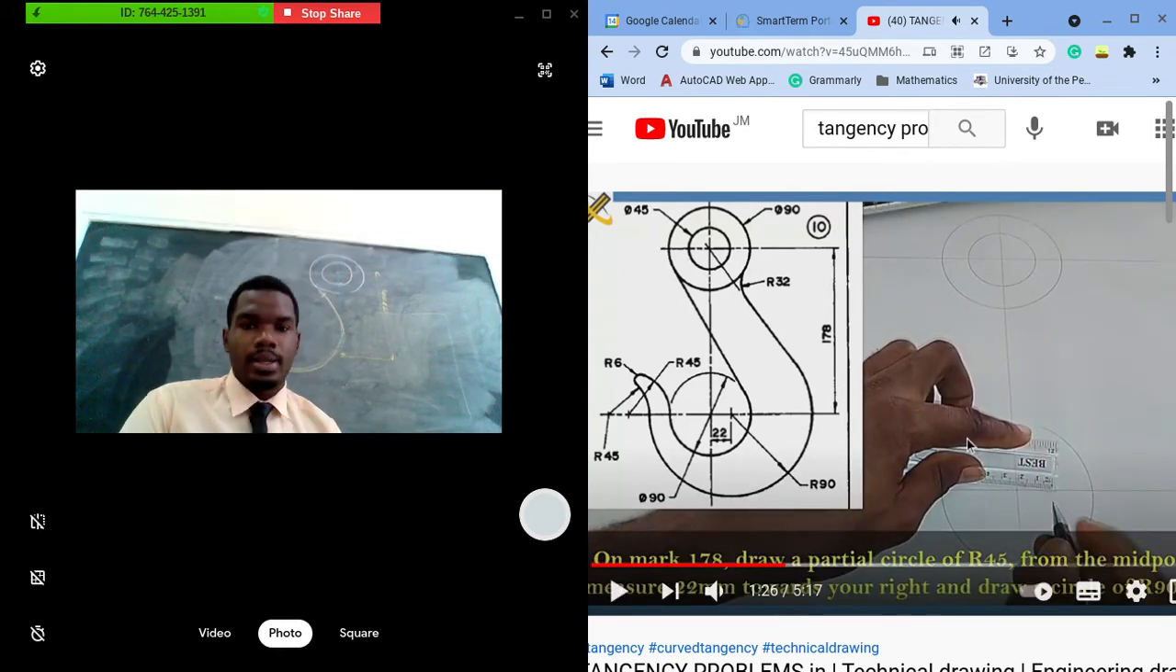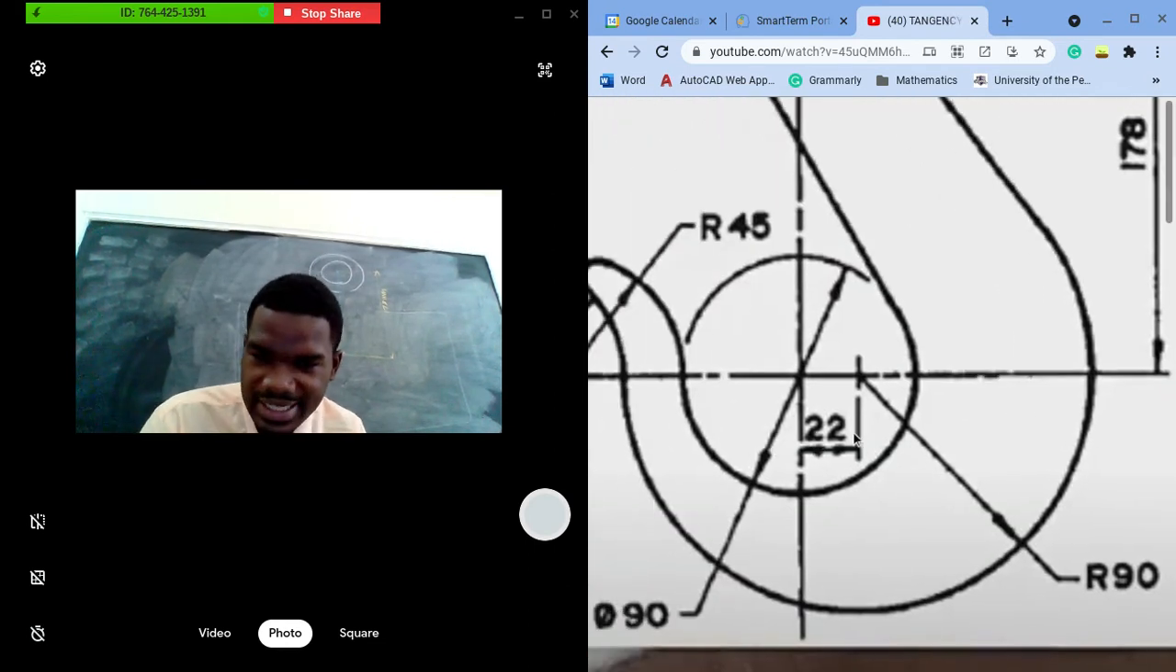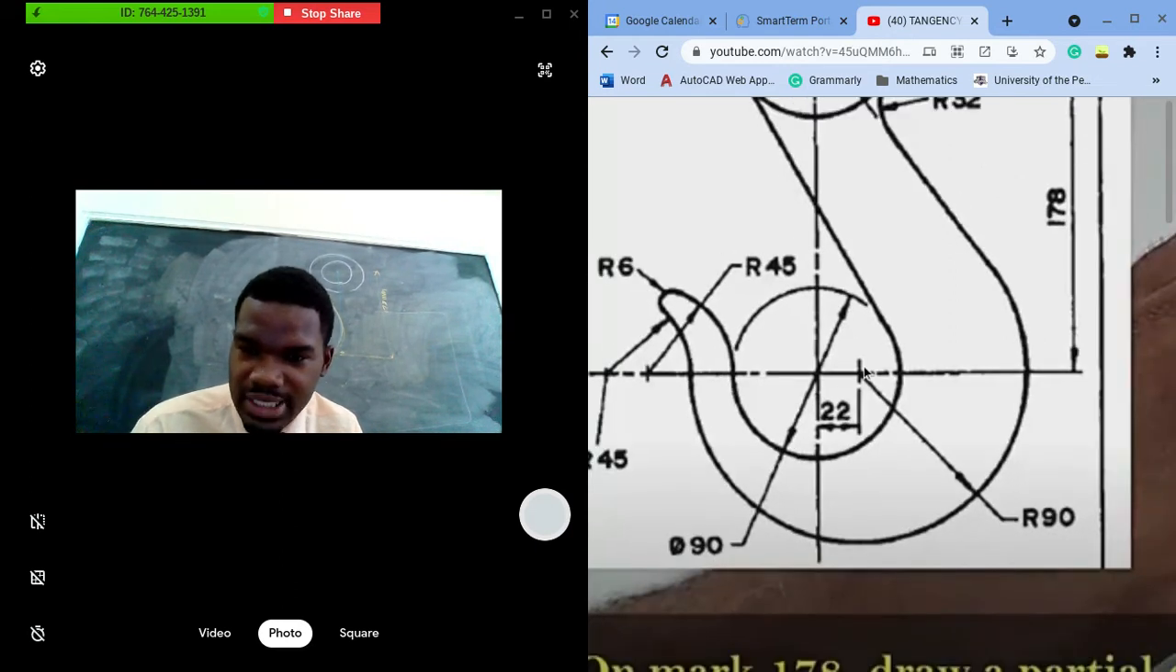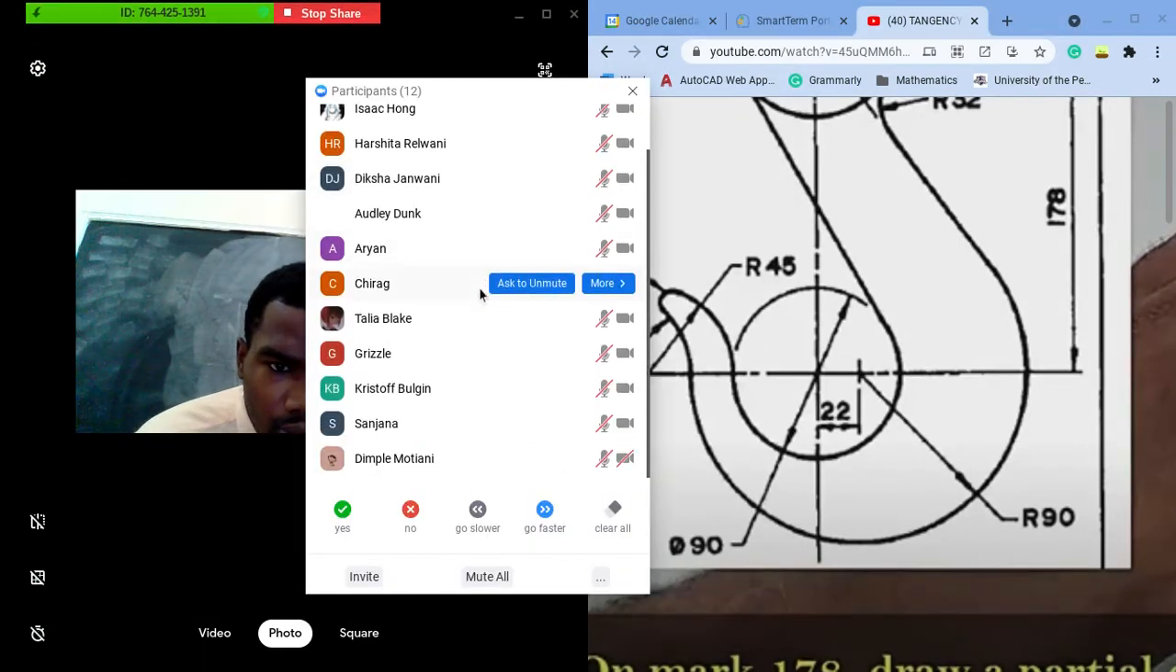Alright, look at this for me now. Let me zoom in closer. Do you guys see a dimension right here? It says from the center point to the right, you're gonna go a distance of 22. My question is, why do I go to a distance of 22? What dimension would I need to explain that reasoning? What do you see attached to this point? That question goes to Sanjana.